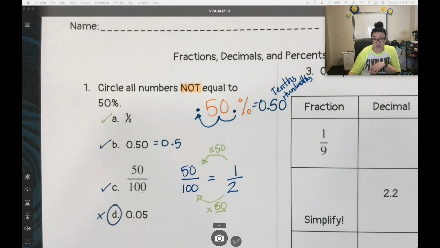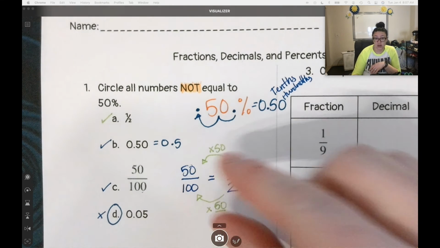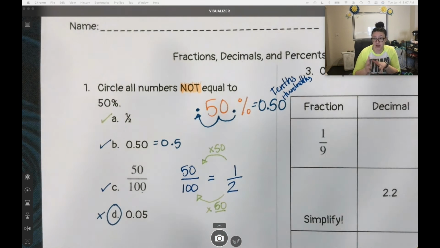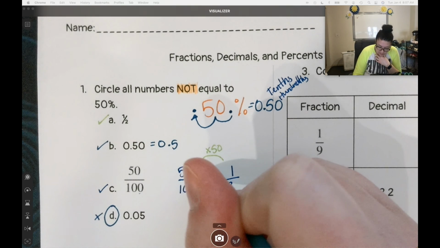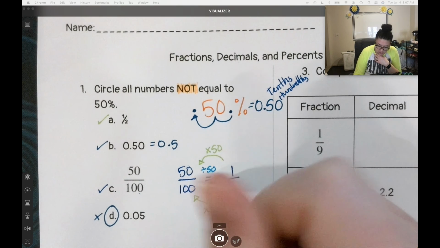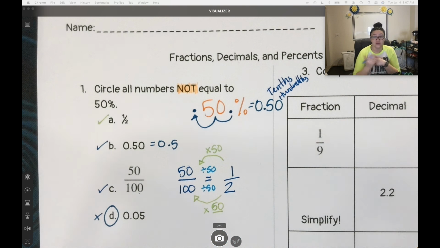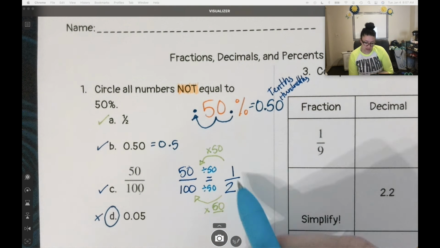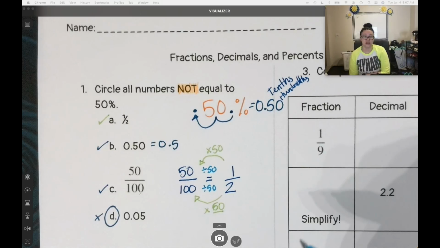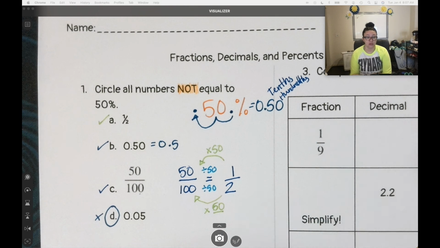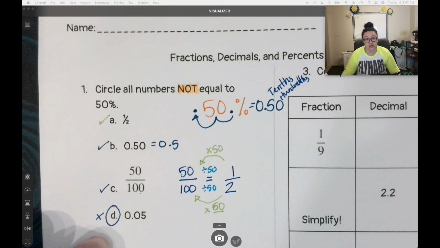If you don't like that working backwards, where you're looking to see what number you can multiply to get to those fractions, you could also look at this as a division problem. 50 divided by 50 gives me 1. 100 divided by 50 gives me 2. You could have also divided by 10, by 5, by 2. You just need to keep simplifying until you could see if it got all the way down to 1/2, which it should. So number 1, the only thing you should have circled, the only thing not equal to 50% was D, 0.05.